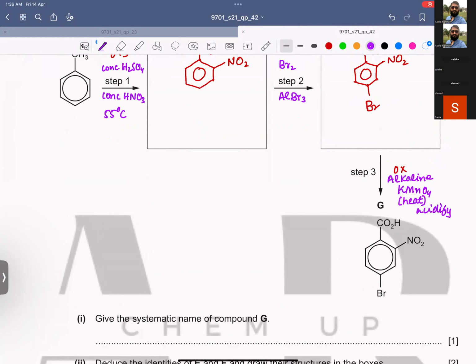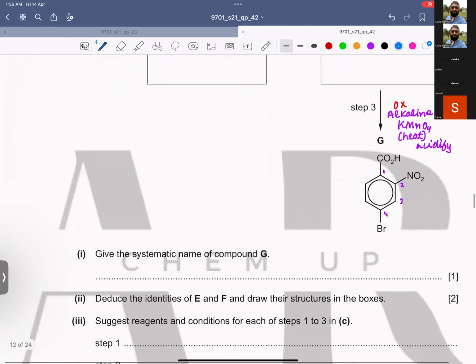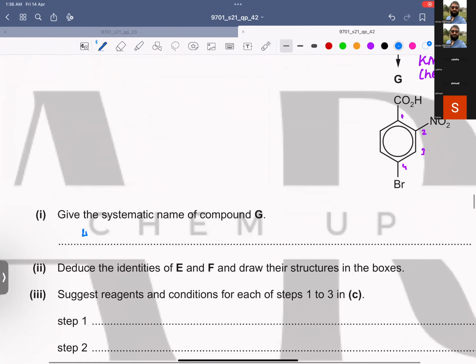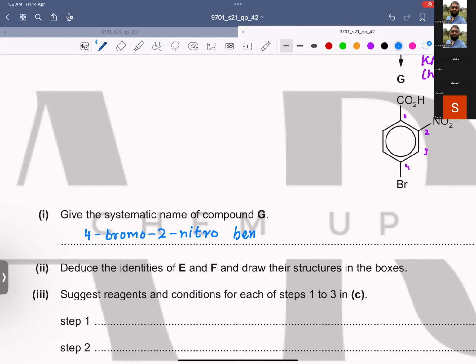Okay. So this is the first carbon, this is second, this is third, this is fourth. So it would be 4-bromo-2-nitrobenzoic acid. Is this clear to everyone?